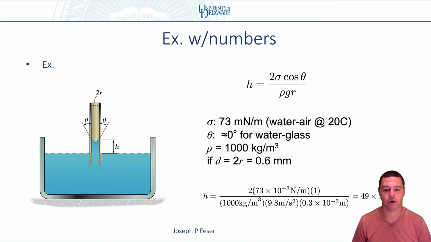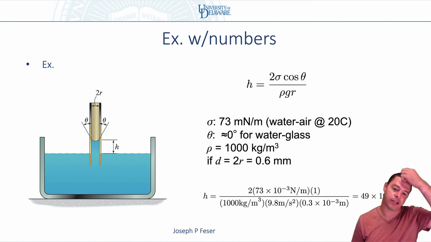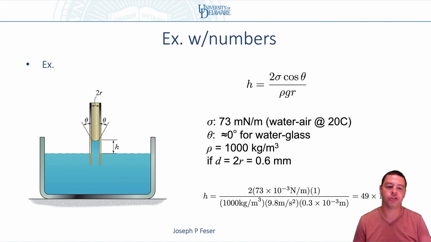And the density of water is 1,000 kilograms per meter cubed. For this example, I get to choose whatever diameter I want, so I'm going to choose a diameter that emphasizes the effect of capillarity. Generally, pores that are underneath about 1 or 2 millimeters in size have large capillary effects. So I'm going to choose one that has a diameter of 0.6 millimeters. If you plug in the numbers, you'll see that the expected rise is about 4.9 centimeters if we use our formula.